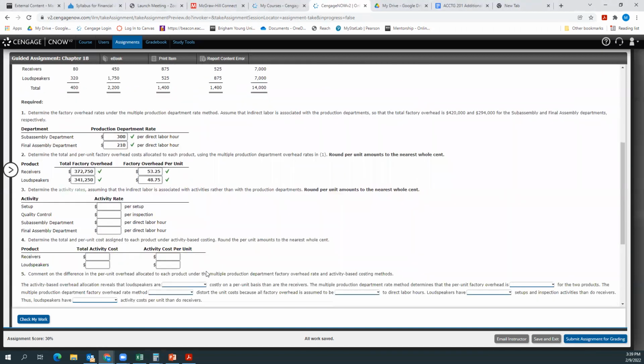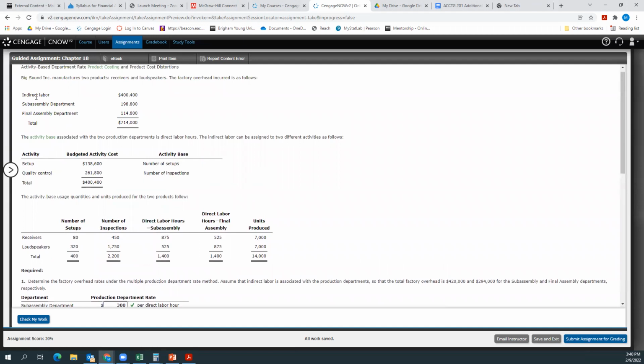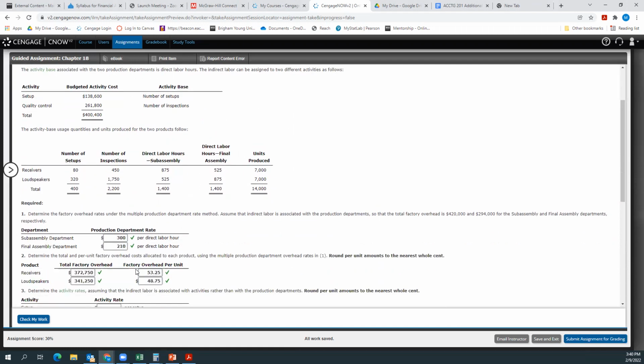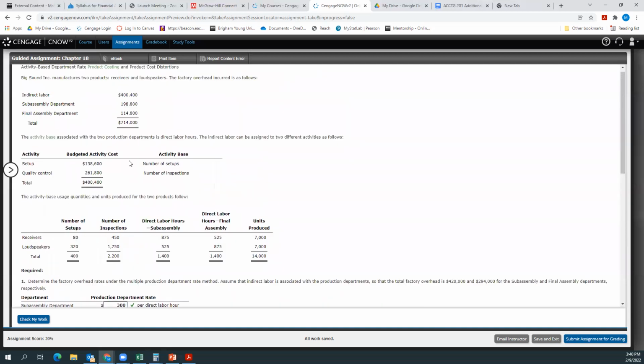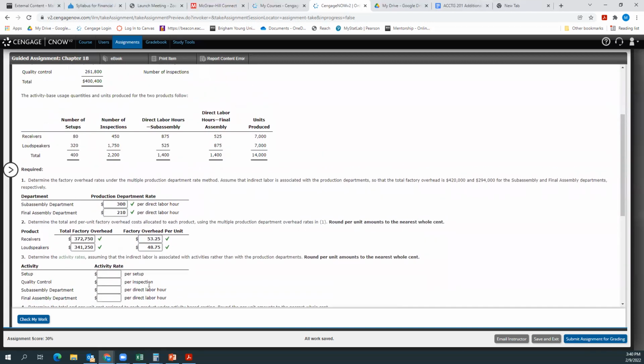So the next thing we're supposed to do is determine the activity rates, assuming the indirect labor is associated with activities rather than with the production departments. Remember, our overhead was broken into 3 categories. We had indirect labor, then we had the sub-assembly department and the final assembly department. What we did up here is we used that indirect labor to help us calculate the rates, and then use those rates to help us calculate how we were going to spread our overhead out. But here, we're going to assume indirect labor comes from these activity rates.